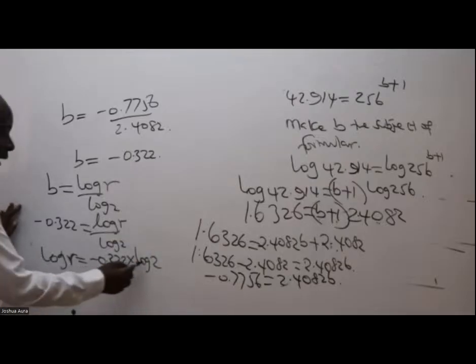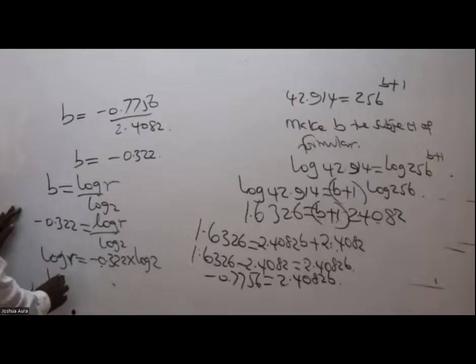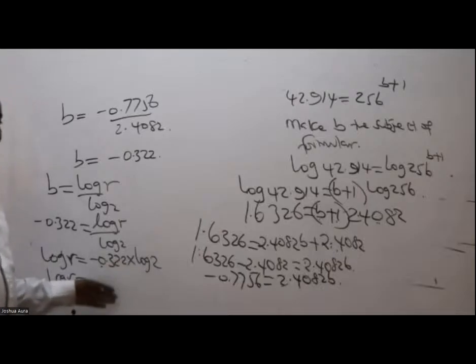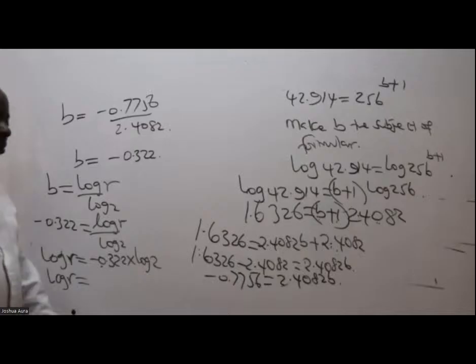So could you kindly multiply this for me to enable me get log R? Multiply these two and give me an answer. No shortcut, I don't want any shortcut. So I want somebody to give me a multiple of the two. What are we able to get there?